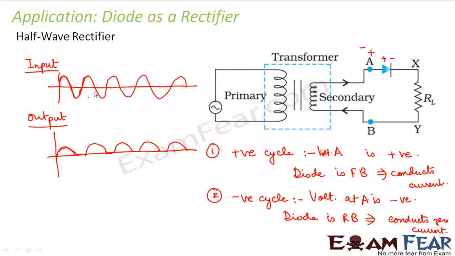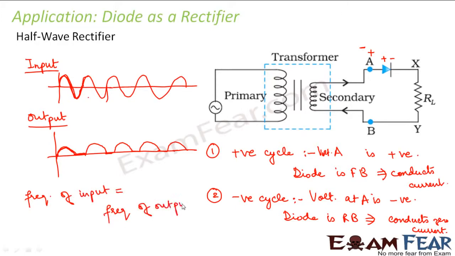The frequency of the input signal and the output signal is the same. See, this is one cycle. This is one cycle. Again, this is another cycle, and this is another cycle. So the frequency of the input and output is the same. Frequency of input is equal to frequency of output.